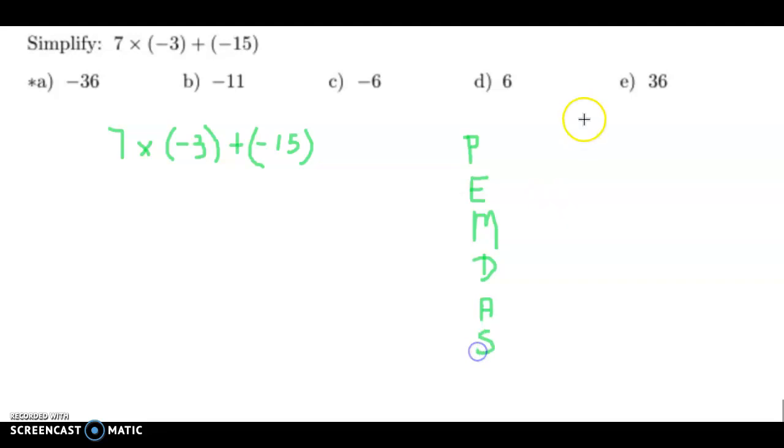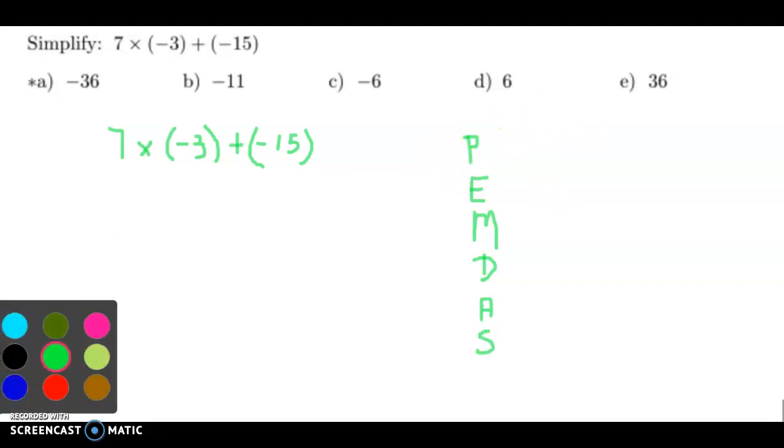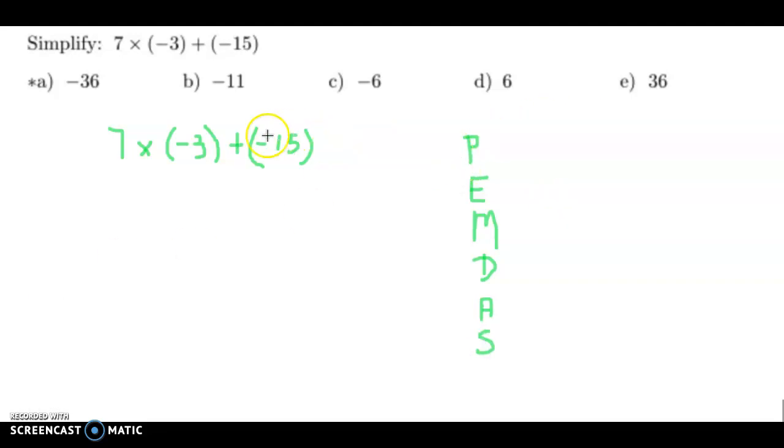The first step is the P, which is parentheses. If you'll notice, I don't have any. These look like parentheses, correct? But there's only one term inside, so I don't have to take care of anything inside of those parentheses. Those parentheses actually mean that the negative is going to stay with the number. That's the only reason those parentheses are there, so I don't have to do anything with the parentheses. So check. Exponents, I don't have any, so check.